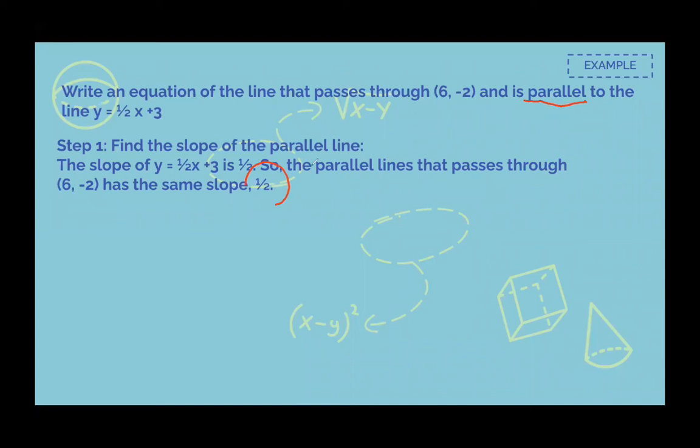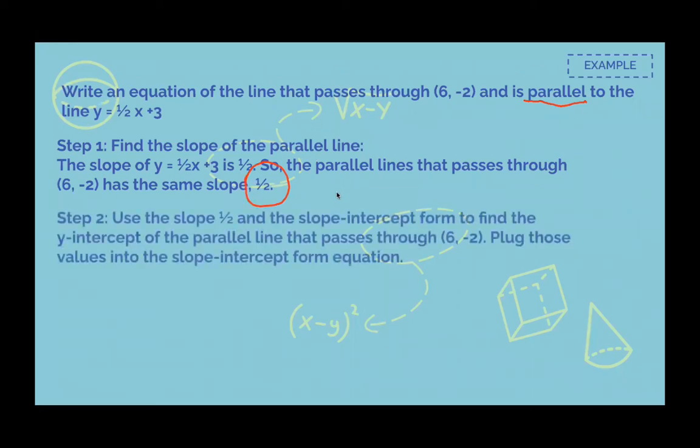So now that you have your slope, you can plug this into either your slope-intercept form or your point slope form equation. I'll use slope-intercept form. So recall that they actually gave us a point here, which is (6, -2). We're going to use that to create our equation as we've done in the previous lesson.